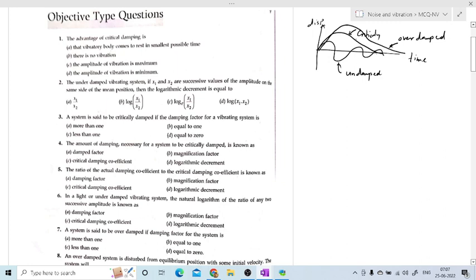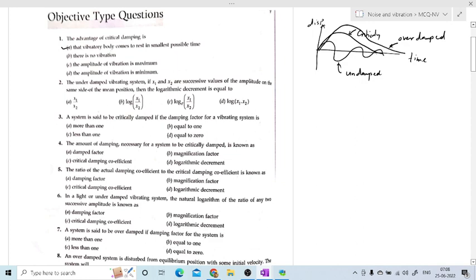But for a critically damped system it will take less time, and for an over damped system it will require more time. Okay, now just read out this statement. The advantage of the critical damping is: the vibratory body comes to rest in smallest possible time; there is no vibration; the amplitude of vibration is maximum; the amplitude of vibration is minimum. See, here the body comes to rest in minimum time. Okay, so the answer is: the vibratory body comes to rest in smallest possible time.